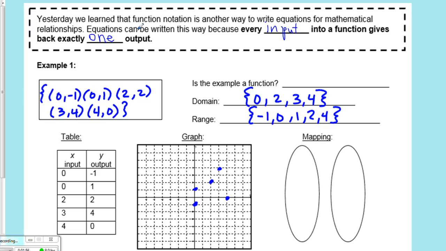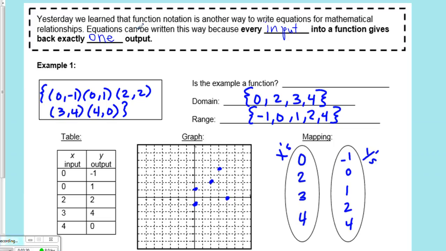So mapping is something that's new. It's not a big deal at all. There's two bubbles. The left bubble is where you put all of your x's or your domain. The right bubble is where you put all your y's or your range. I say domain and range because you really only list things once, like you do for domain and range. So for the x's, I've got 0, 2, 3, and 4. My range, I've got negative 1, 0, 1, 2, and 4.